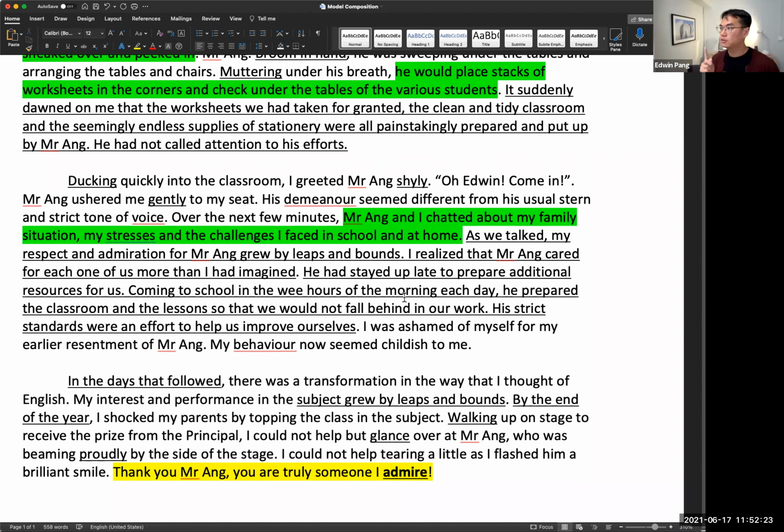But how much, that's the key question, how much would I score if I write a composition like this? Okay, easily above 30, easily. Okay, easily above 30, right? Because of all the techniques I've just shown you that I've used.